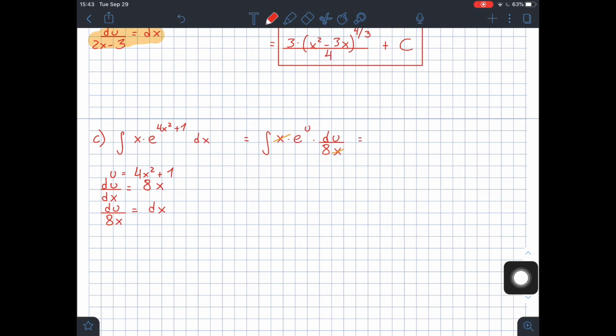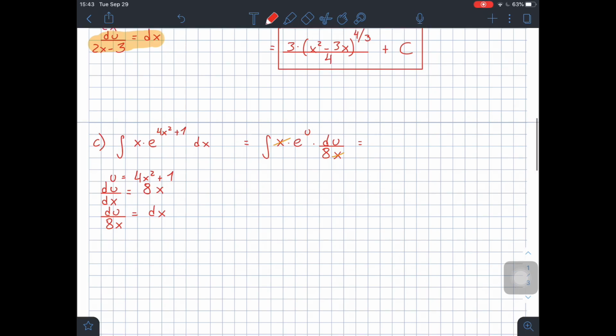So this is the same as saying the integral of e^u. Actually, this is the same as saying I can take this 8 out of the integral. So this is 1 over 8 times the integral of e to the power of u du. Okay, so the integral of e to the power of u is e to the power of u. So this is 1 over 8 times e to the power of u plus c. Please don't forget the plus c.